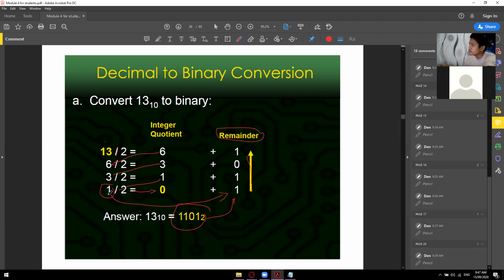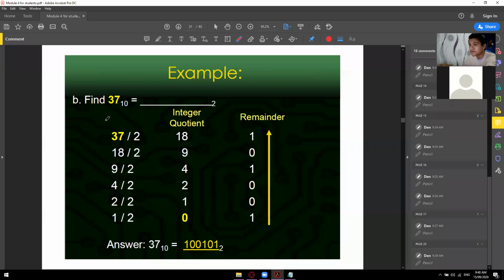Okay? So, 1 divided by 2 cannot be, so your integer quotient is 0. And then whatever the last number is, just put it as a remainder. Okay? So, 1101 base 2. Okay, so let's have another example. Find 37 base 10 to binary.